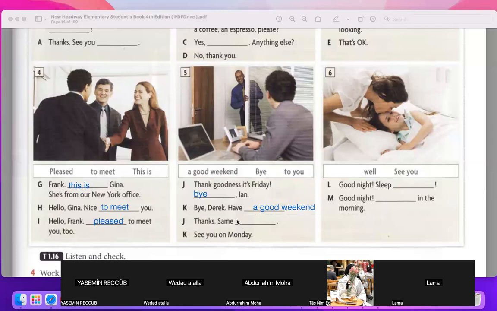What is the last one? Same to you. لأن أتمنى لك نفس الشيء. Very good. Last one. Who wants to do the last one? Someone who did not answer. Maybe Mrs. Nee? Good night. See you. Good night. Good night. See you.